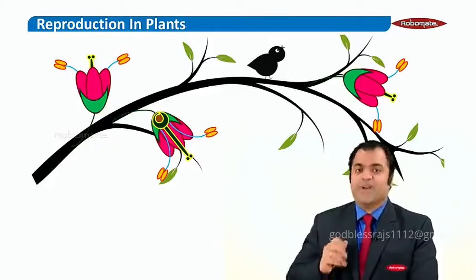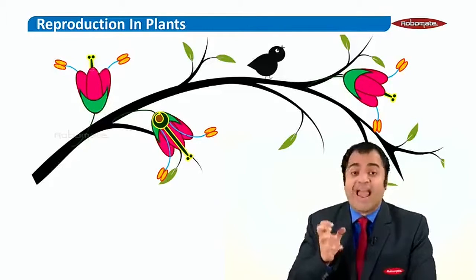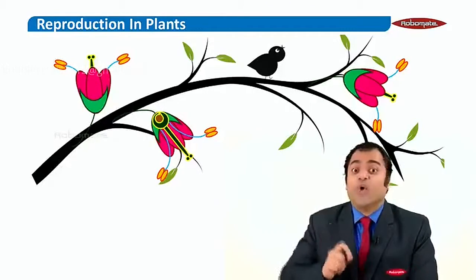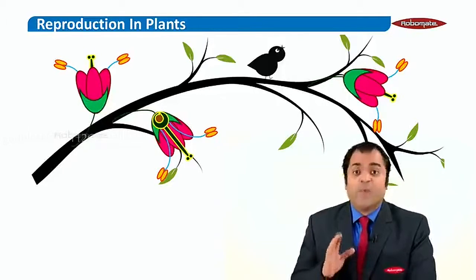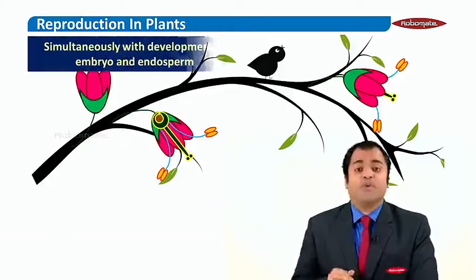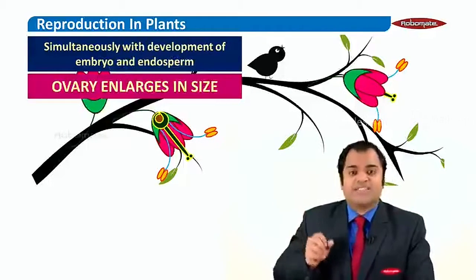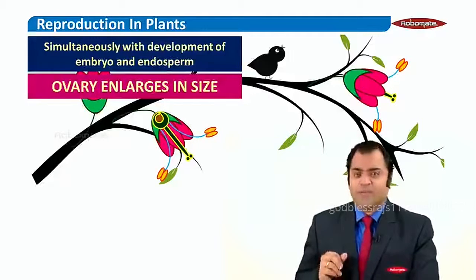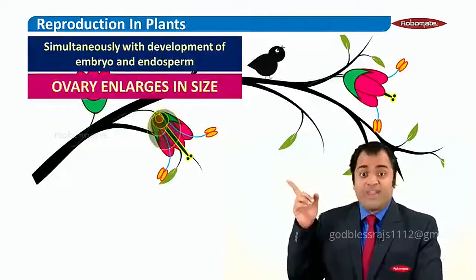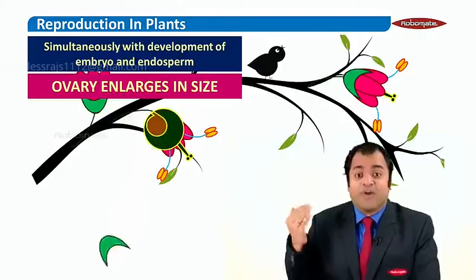Just observe and look. So you just saw development of embryo and endosperm within the ovule. Now remember, when the endosperm and the embryo develop in the ovule, ultimately the ovary will also enlarge in size. Let us see how. Look at that. The ovary is enlarging in size and the other parts of flower will start falling off.